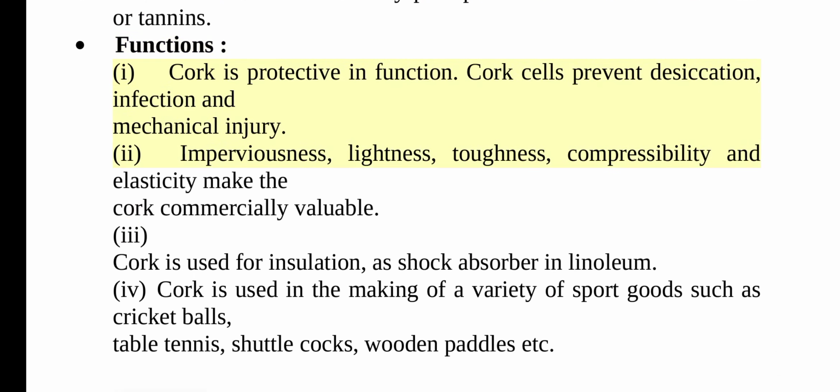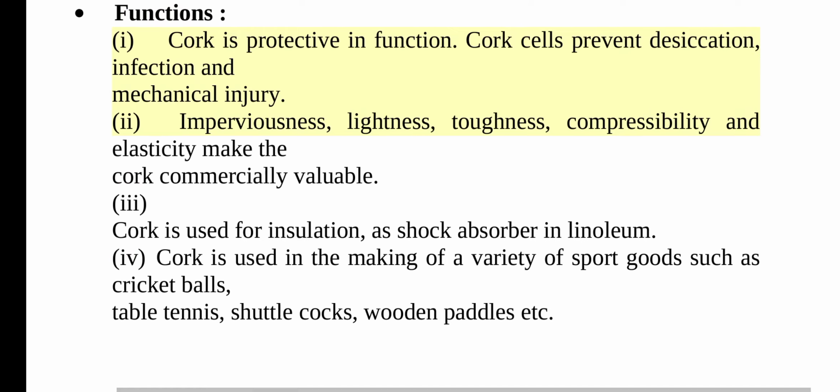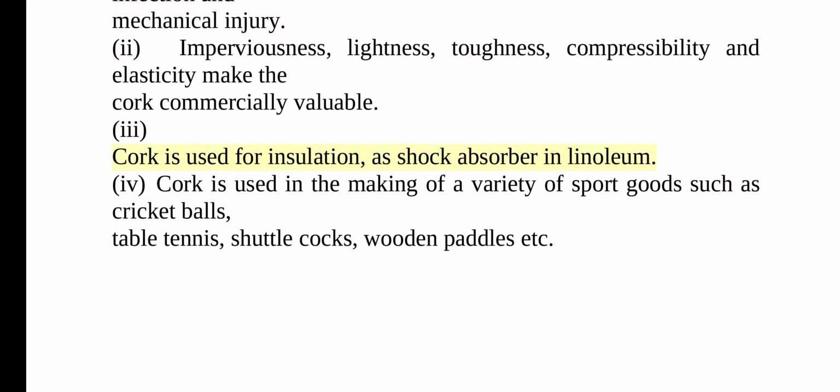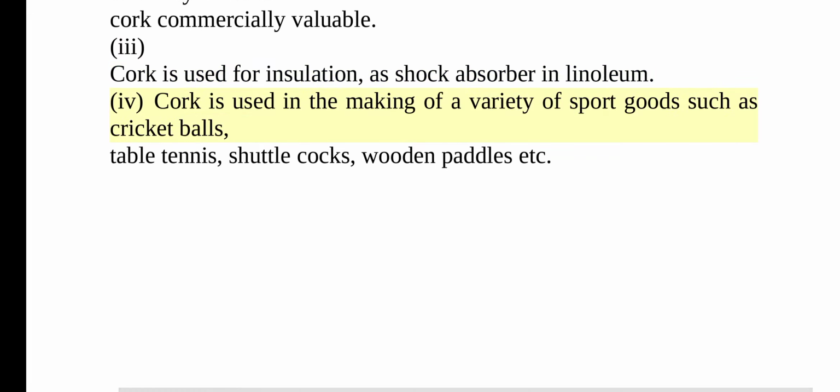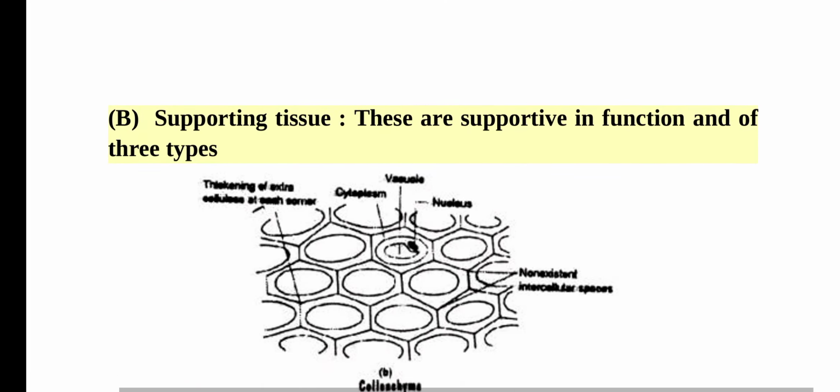Functions. I. Cork is protective in function. II. Cork cells prevent desiccation, infection and mechanical injury. III. Imperviousness, lightness, toughness, compressibility and elasticity make the cork commercially valuable. IV. Cork is used for insulation and as a shock absorber in linoleum. V. Cork is used in the making of a variety of sport goods such as cricket balls, table tennis, shuttlecocks, wooden paddles etc.